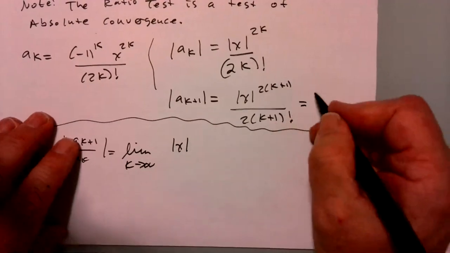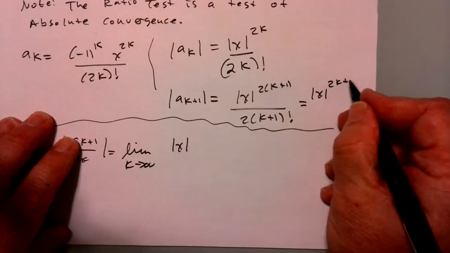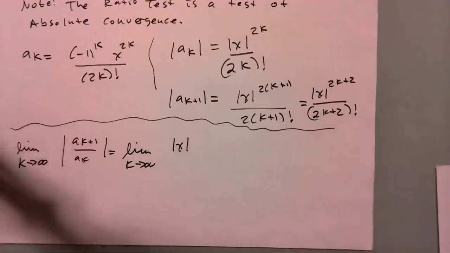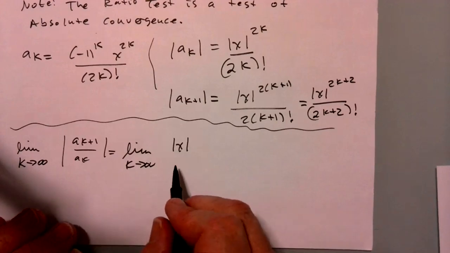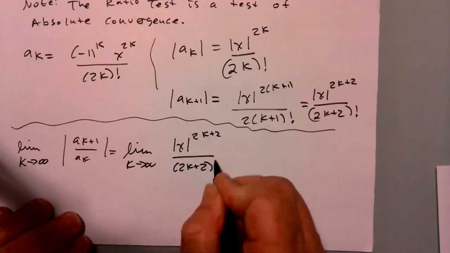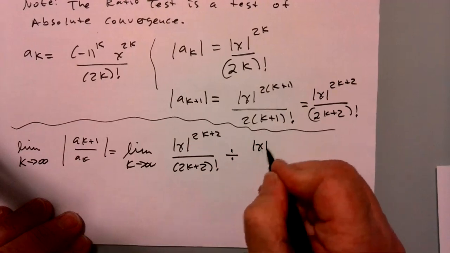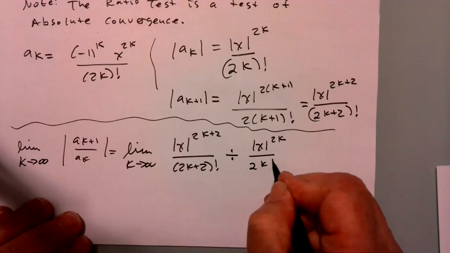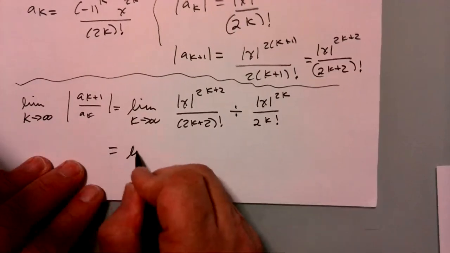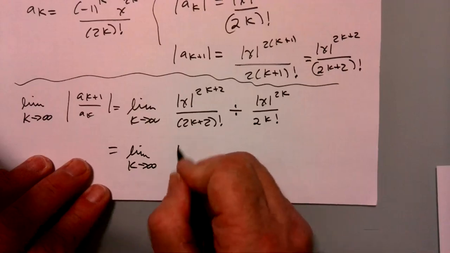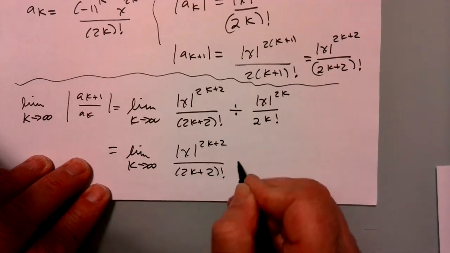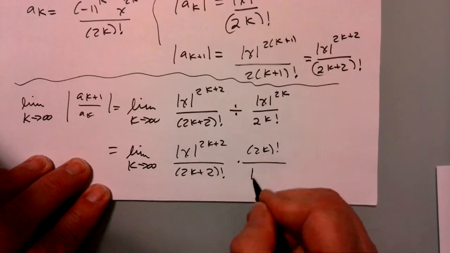Now notice, x to the 2 times k plus 1 is x to the 2k plus 2. And down here, 2 times k plus 1 factorial is 2k plus 2 factorial. So let's think of it that way. So we're going to take a look at x to the 2k plus 2 over 2k plus 2 factorial divided by absolute x to the 2k over 2k factorial. Now this gets tricky. So we have to invert and multiply. So we'll take the limit as k goes to infinity of absolute x to the 2k plus 2 over 2k plus 2 factorial times 2k factorial over x to the 2k.